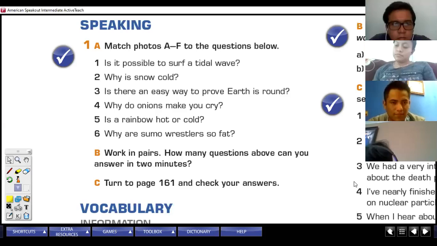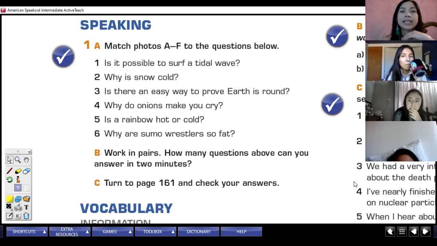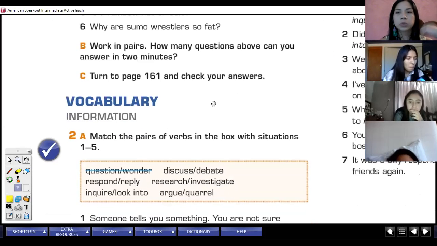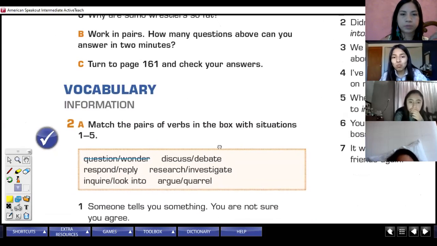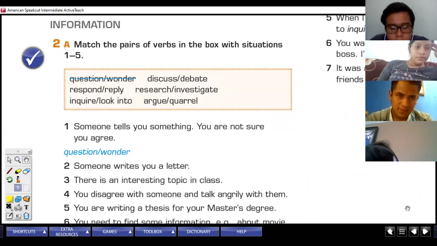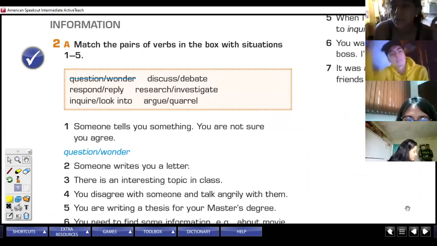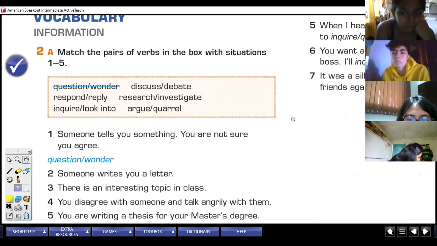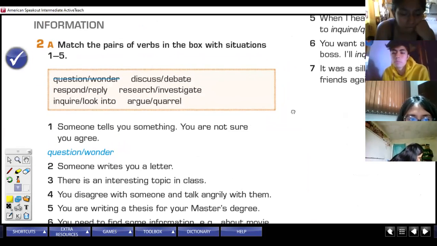Now, we're going to learn how to ask for more information. If we go here to the set of vocabulary, we have some pairs of verbs that can help us to understand more information. Please, someone can read. Giselle, can you read the instruction? To match the pairs of verbs in the box with situations 1 to 5.